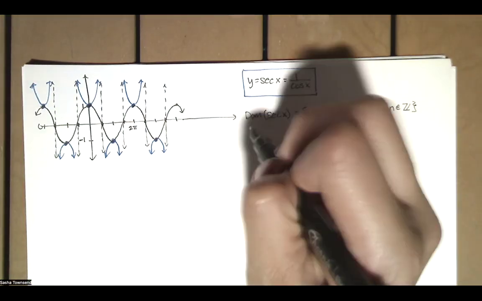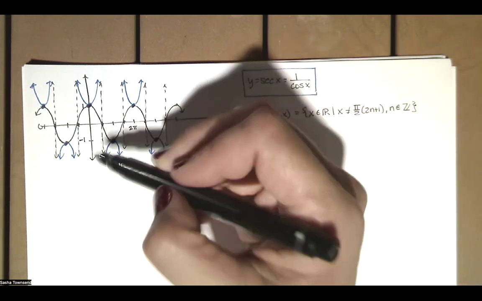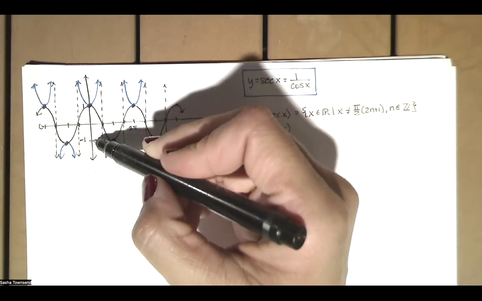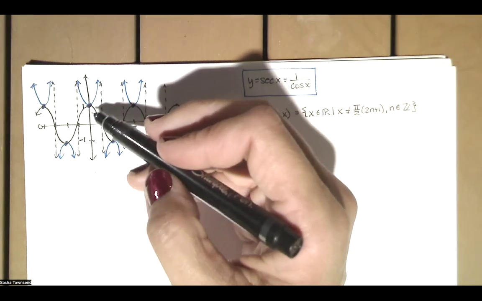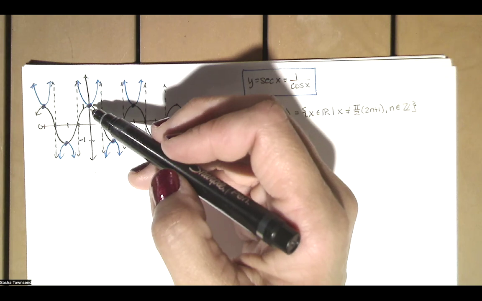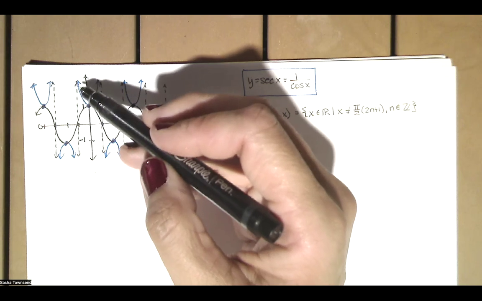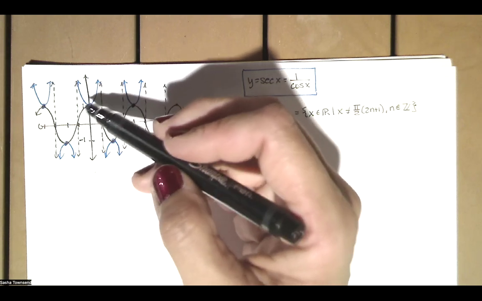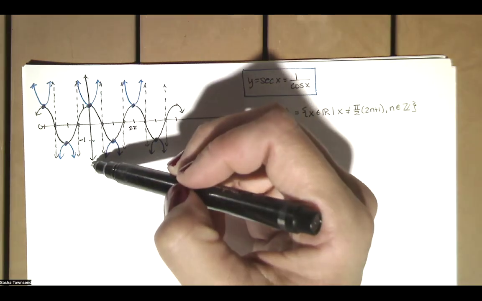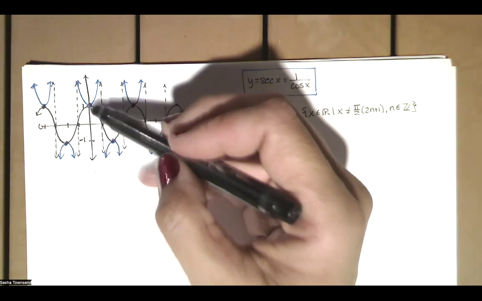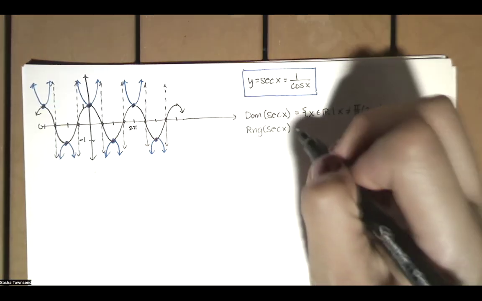And then the range has 2 pieces. The range goes from negative infinity all the way up to -1, and then it skips all the y values between -1 and 1, because secant is 1 divided by cosine. Dividing by a fraction between -1 and 1 gives us a number that's larger than 1 in magnitude every time. So we end up with all the y values from negative infinity to -1. We skip all of these, and then we start again going from 1 to infinity. So our range is this.